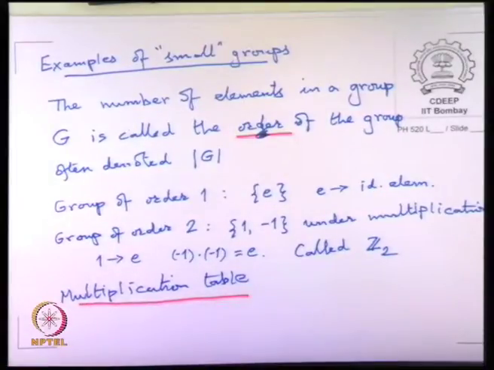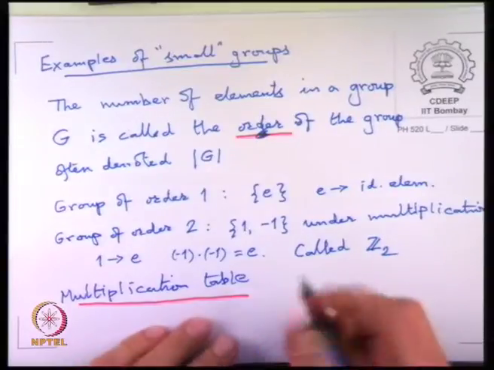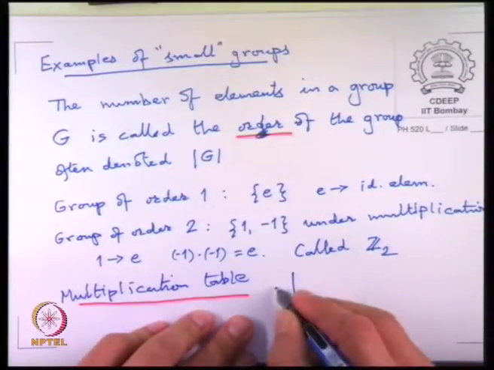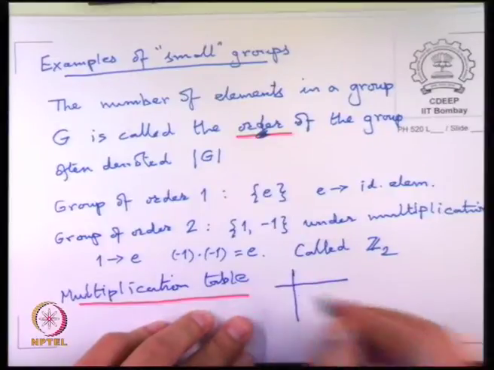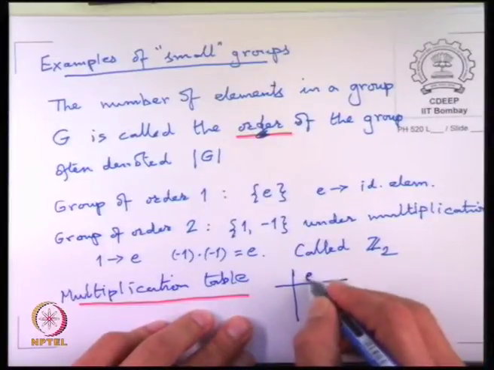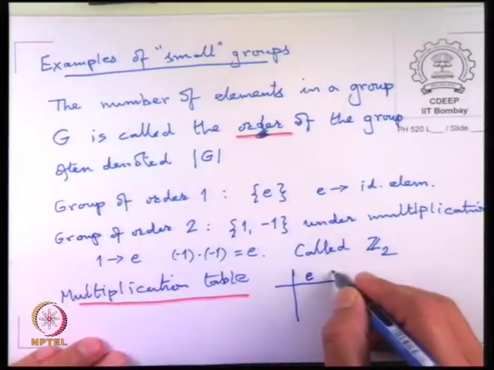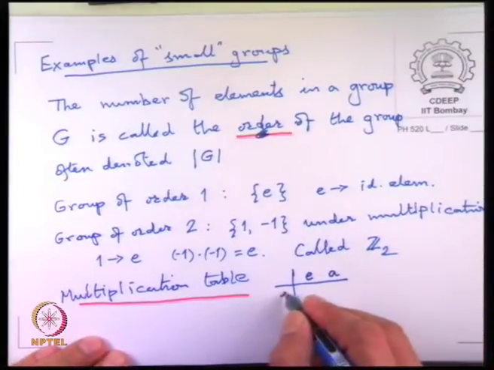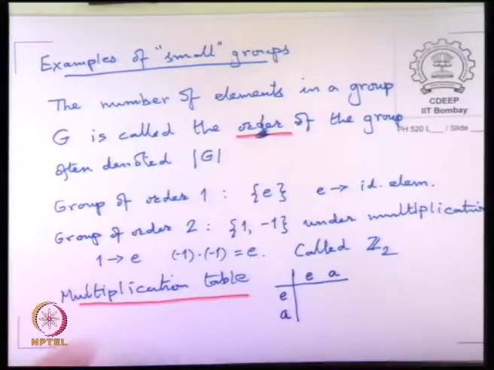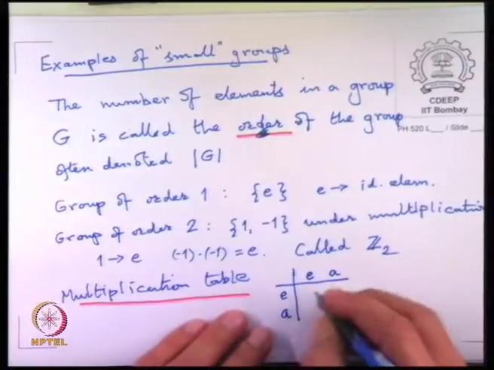Which is going to be a technically useful concept and device. So we may as well underline it, and we draw it like this. We list the elements here, E and A. So now I am being a little more general and just saying that there are some two elements. E, the identity, has always to be there, and there is one more element which I call A. What can be the possible multiplication table?